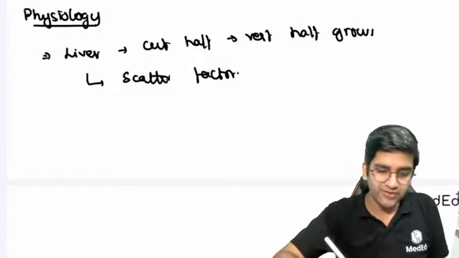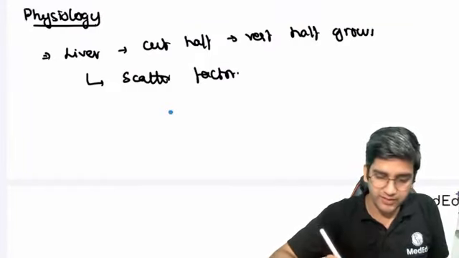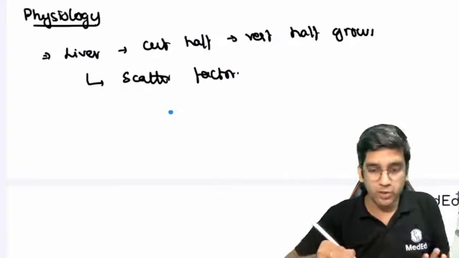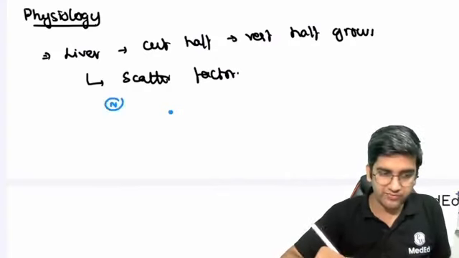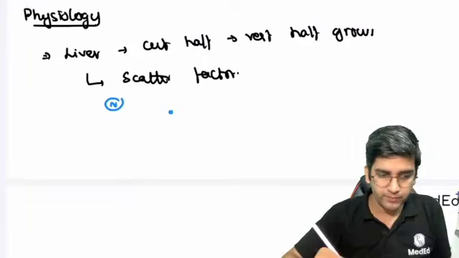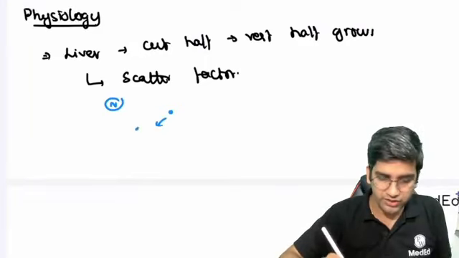So when I have something called scatter factor, let's say here is my growth factor. A normal growth factor, which is not a scatter factor, will just divide into two.